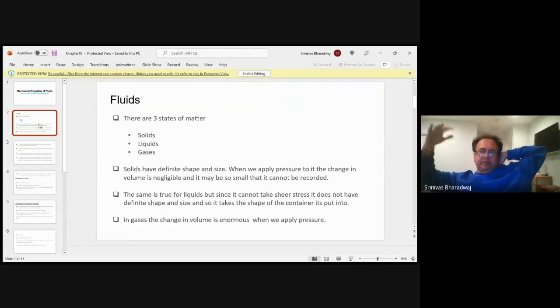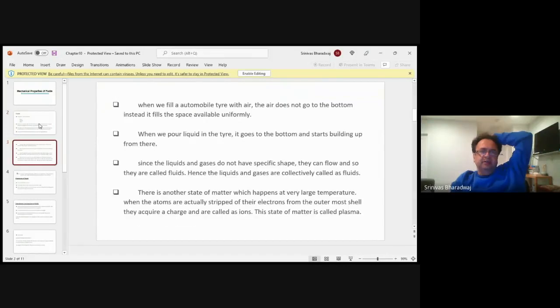And you can change the pressure that you apply to a gas, and therefore its PV equals constant, PV equals nRT. You would have heard of all these laws associated with gaseous material. When you fill an automobile tire with air, the air does not go to the bottom, but it fills the whole space. So in that way, a lot of these gases defy gravity, right? They have a speed that is able to overcome gravity. So they move around in whatever space you put them.